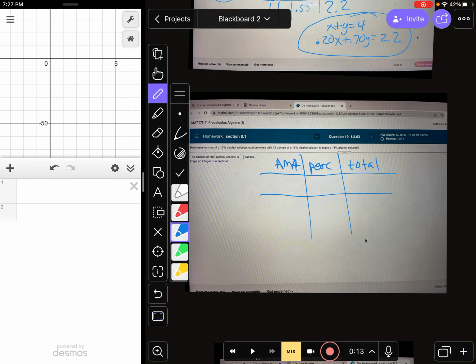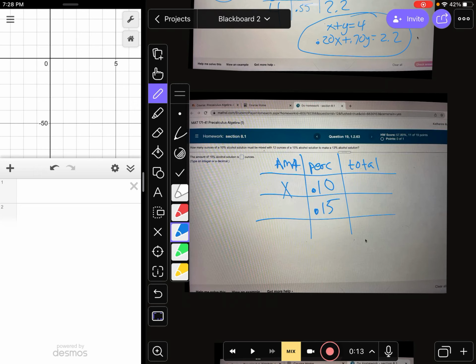All right, there we go. And now I'm just going to fill in my information. Just read through it, pull it out. How many ounces of 10% alcohol solution must be mixed with 12 ounces of 15% alcohol solution? Okay, so I have a 10% alcohol solution, which is right here. I'm just going to put it right here, 0.10, 10%. I also have a 15% alcohol solution right here. I'll just put those in right now. And it's saying how many ounces of 10% alcohol solution. Do I know how many ounces? No. That's what I'm looking for. So I'll call it X.